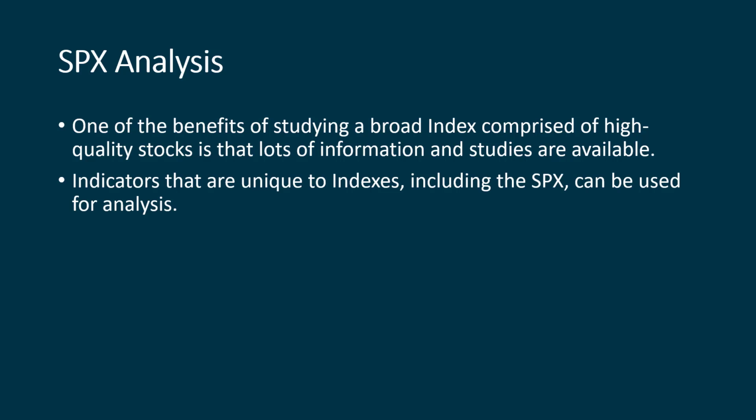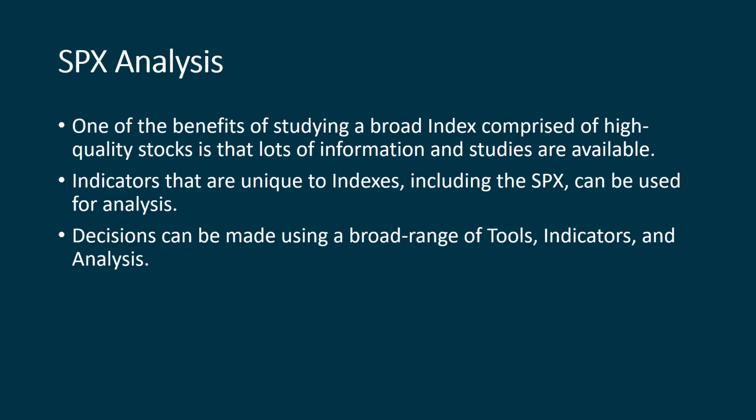There are indicators that are unique to the indexes. These are indicators that we use on the S&P 500 that you don't see on individual stocks. This includes the S&P 500, and we can use all of those things together for our analysis. Decisions can then be made based on a broad range of tools that we use that I'll go through here, some indicators that we have, and our own analysis of price action and volume action.